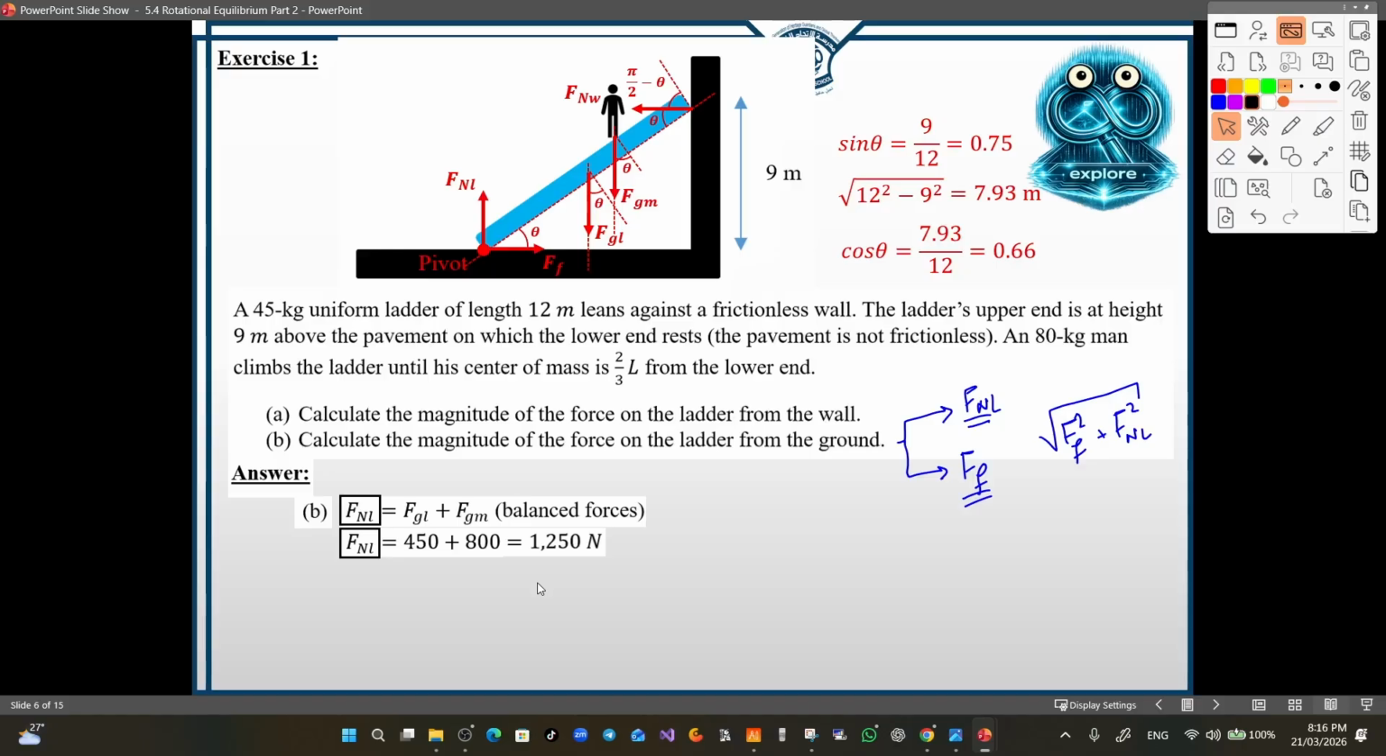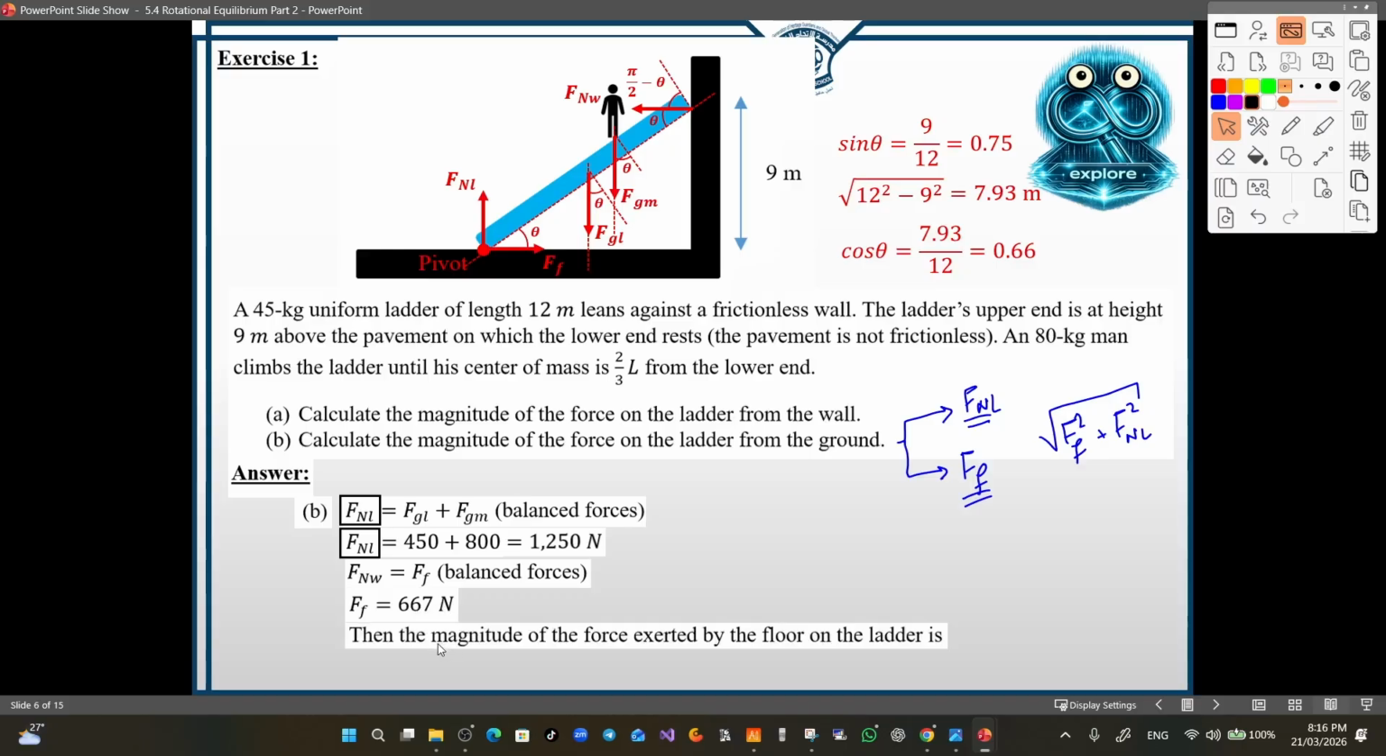Now what about the frictional force? To find the frictional force, we should use another equilibrium condition, which is left equals right. We have already calculated the FNW, and we found it to be 667 Newton. Also, if FF is equal to 667 Newton, then the magnitude of the force exerted by the floor on the ladder is given by the square root of 667 squared plus 1250 squared, and this value is 1417 Newton.